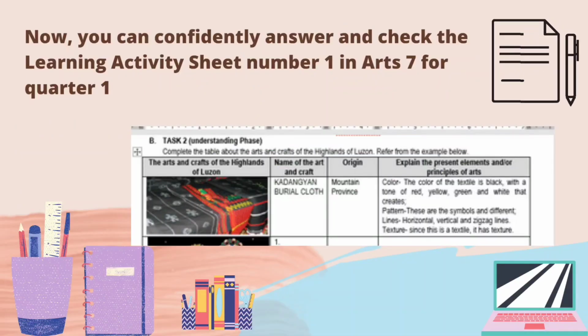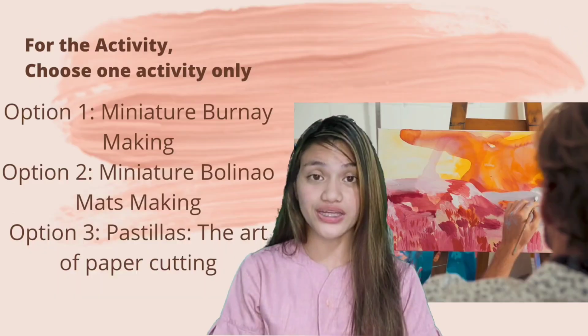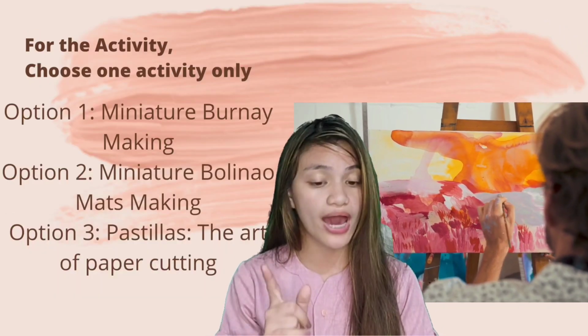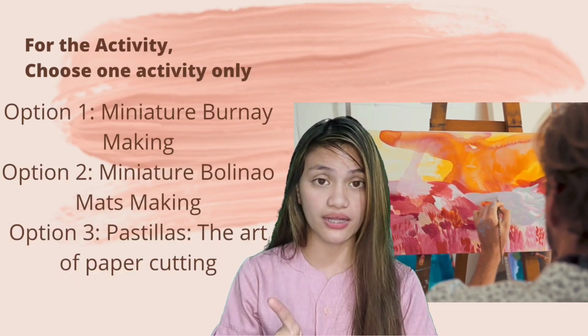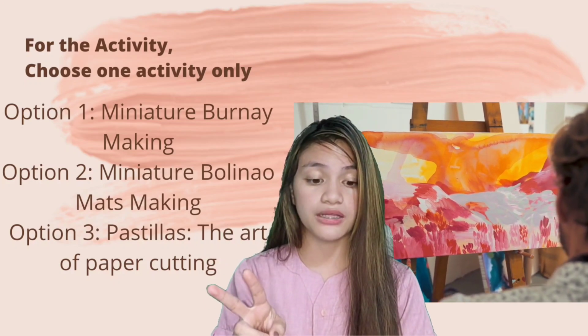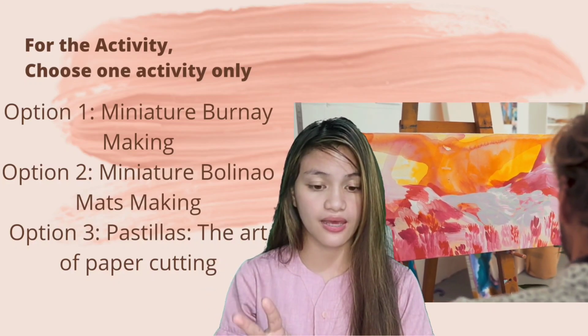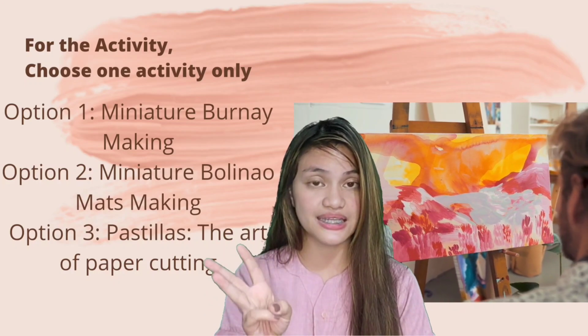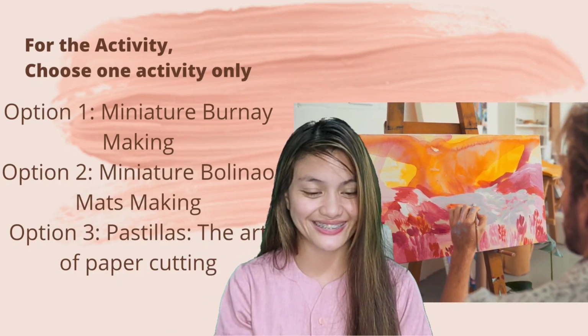Now, you can confidently answer and check the learning activity sheet number 1 in Art 7 Quarter 1. For the activity, just choose one activity only. Option 1 is the miniature burnay making. Number 2, miniature bulinaw mats making. And number 3, pastillas, the art of paper cutting.